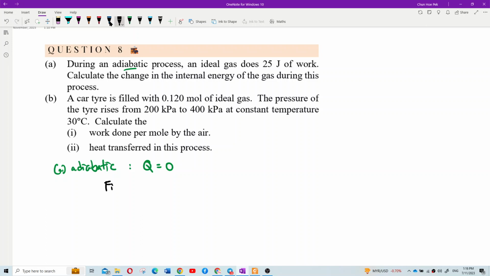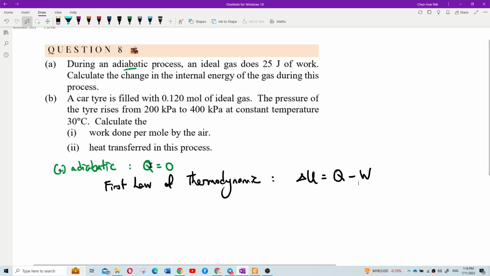First law of thermodynamics. It is this formula, delta U equal to Q minus W. Okay, so Q is zero, no heat flow. So Q must be 0. So that means the formula becomes delta U equal to negative W.